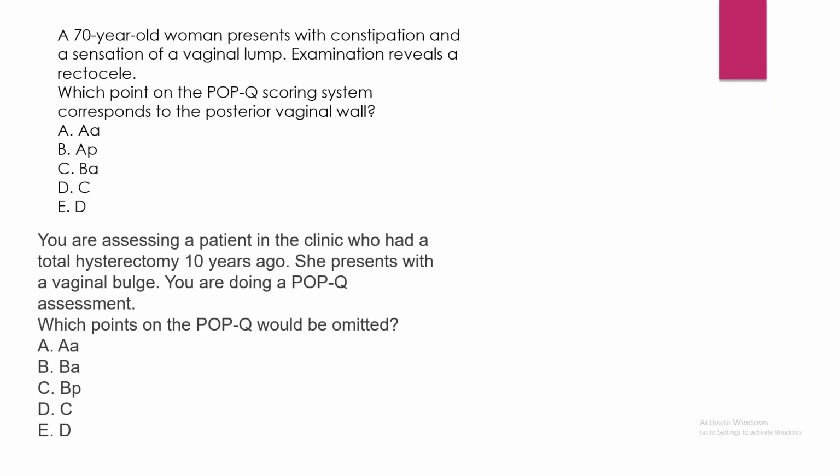Now first question. B. AP and BP are both posterior wall points. So the answer is B. Second one is D, point D. Yes, that is D.